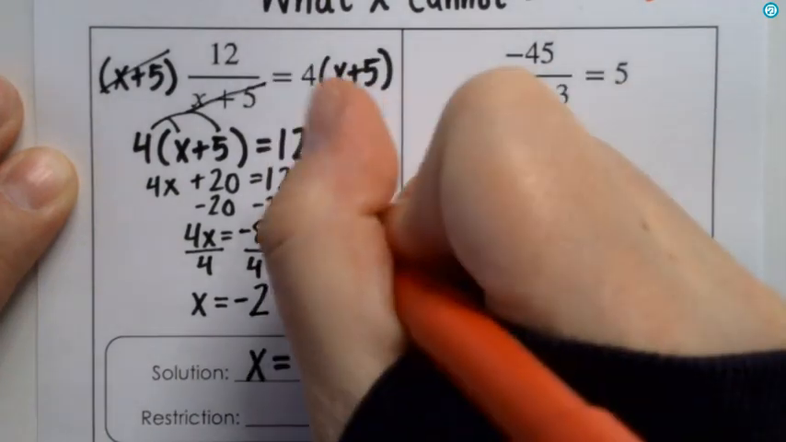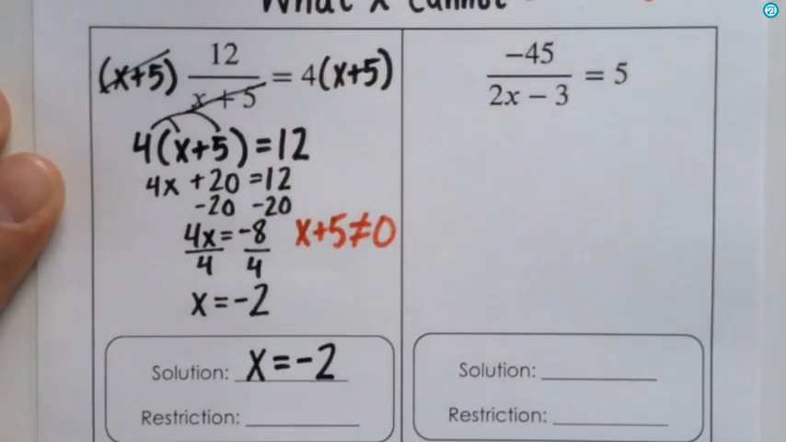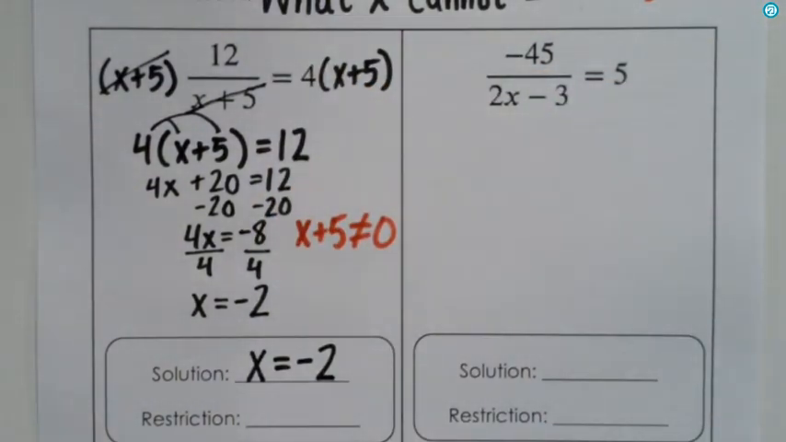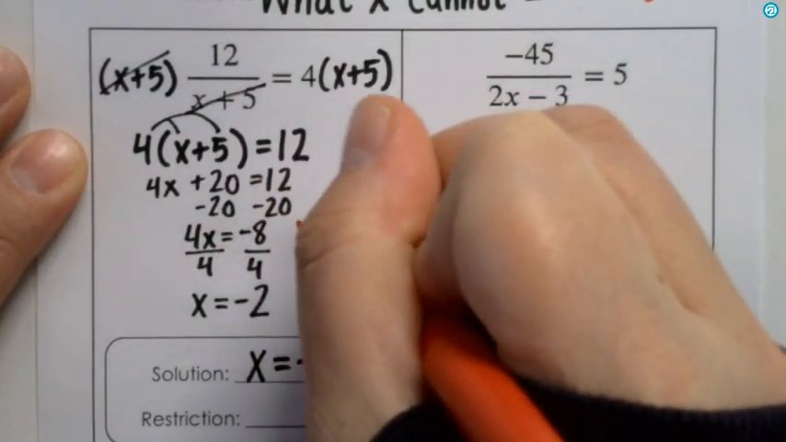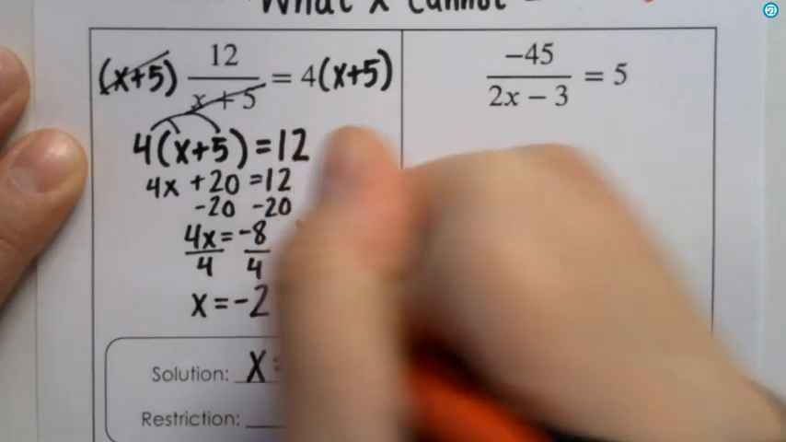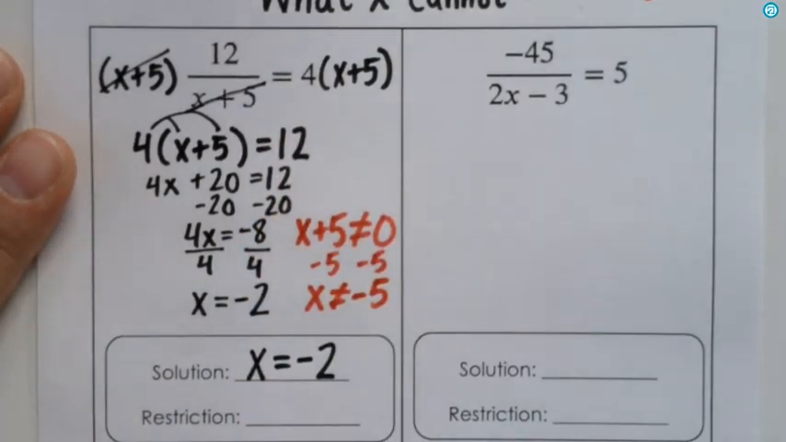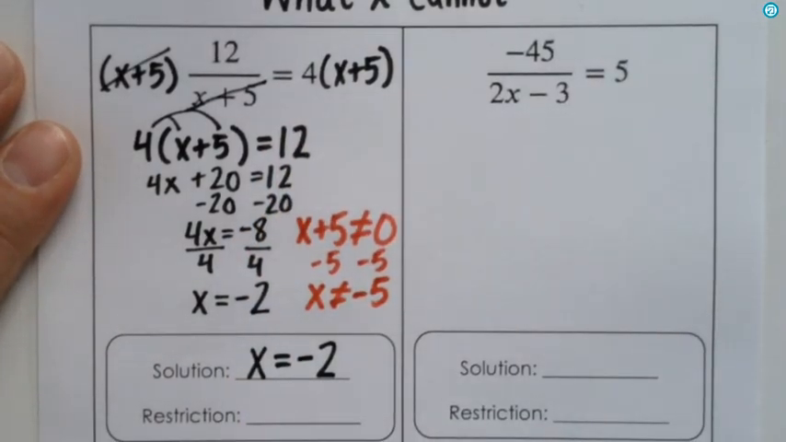And you say that cannot equal 0. So it's an equal sign with a slash through it. So you say x plus 5 cannot equal 0. And then we are going to solve that equation. So I'll subtract 5 from both sides. I'll get x cannot equal 0 minus 5 is negative 5. And that will be my restriction.